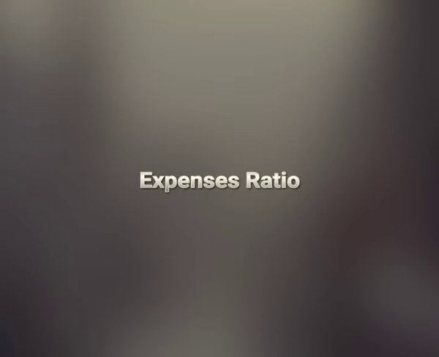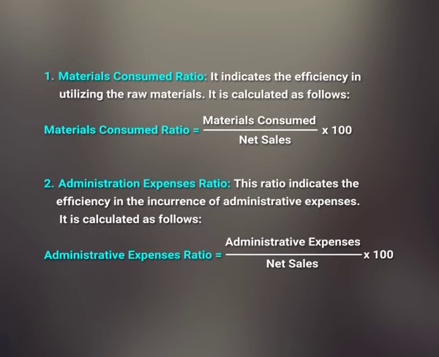Now, the next type of ratio is expenses ratio. The firm calculates various types of expenses ratios in order to measure its operational efficiency. For this purpose, the following ratios may be computed. The first one is materials consumed ratio. It indicates the efficiency in utilizing the raw material. It is calculated as follows. Materials consumed ratio is equal to materials consumed divided by net sales multiplied by 100.